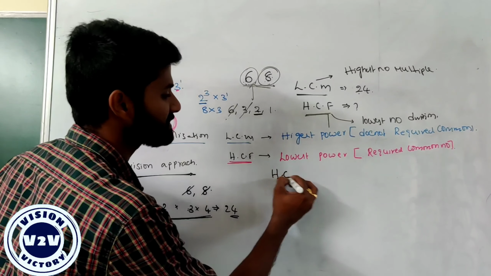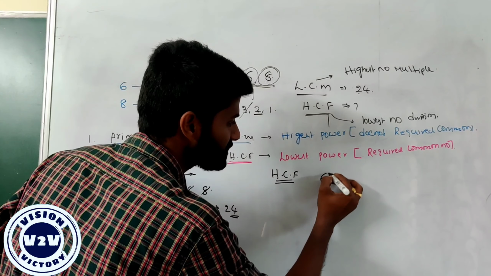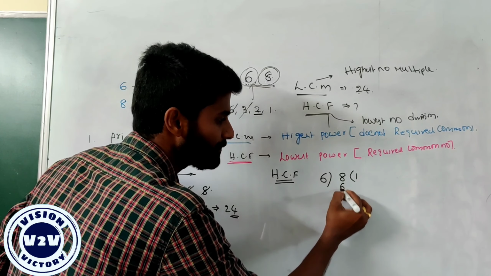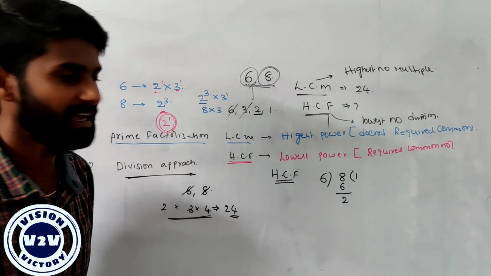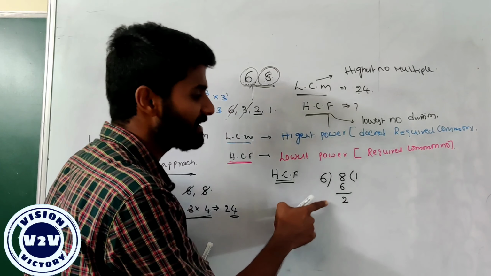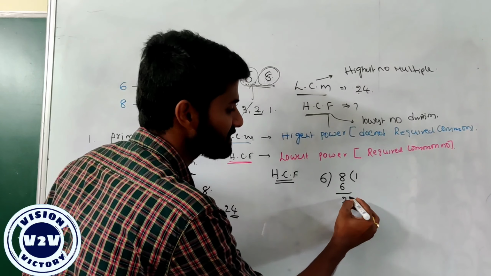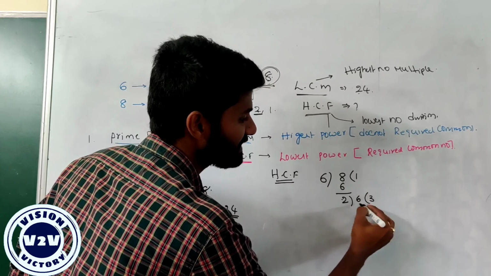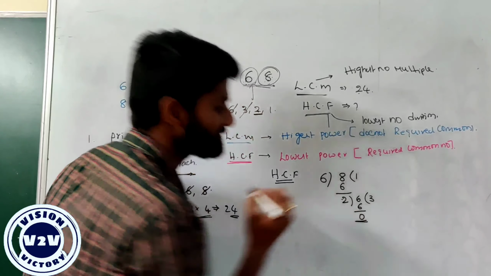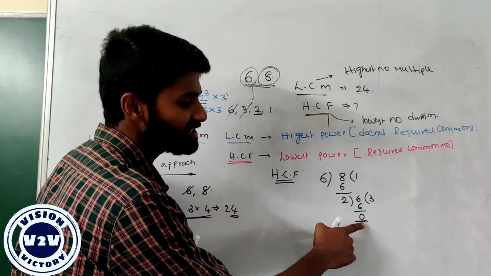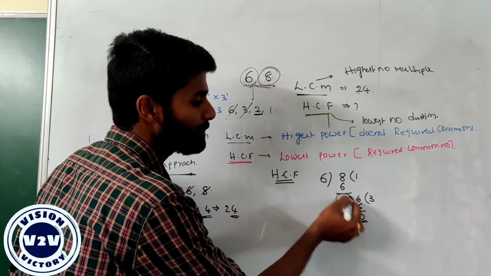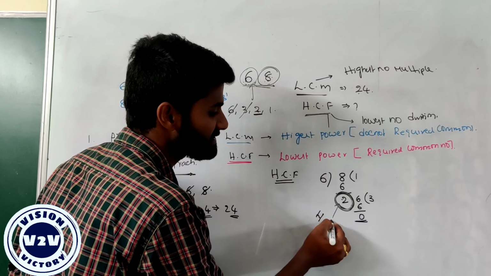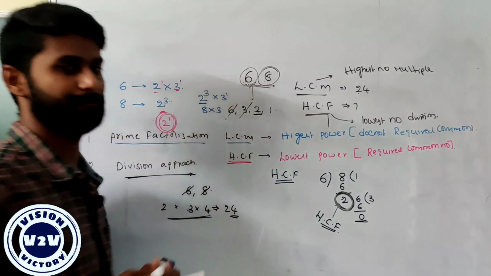If you want the HCF, use the division approach. Here 6, here 8. 6 goes into 8 only one time, and we get the remainder 2. Now the remainder becomes the divisor and the previous divisor becomes the dividend, so here 6. And 2 goes into 6 exactly 3 times, giving 0 as the remainder. If the remainder is 0, the last divisor is always the HCF of the given numbers.